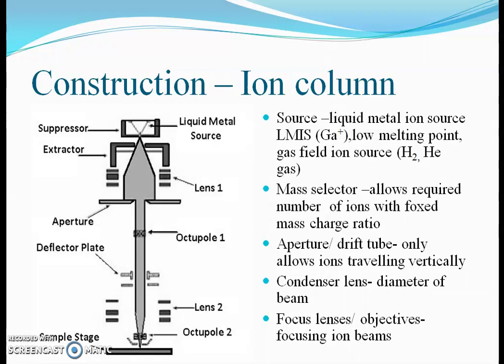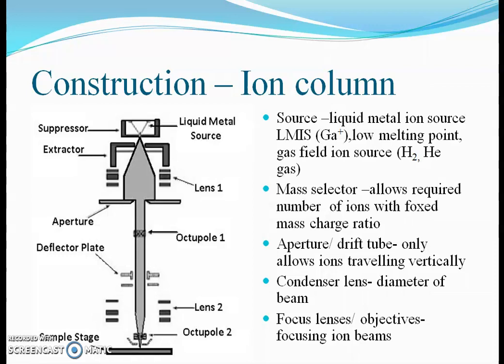Ga+. Ga+ means gallium is used as a base material for the manufacturing process, which has a low melting point. Gas filled ion source, H2 He gas. Helium gas is used as a source for generation of energy. Then the mass selector allows the required number of ions with focused mass charge ratio. This is the main function of a mass selector.